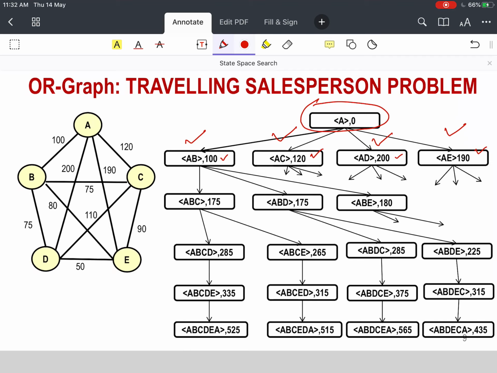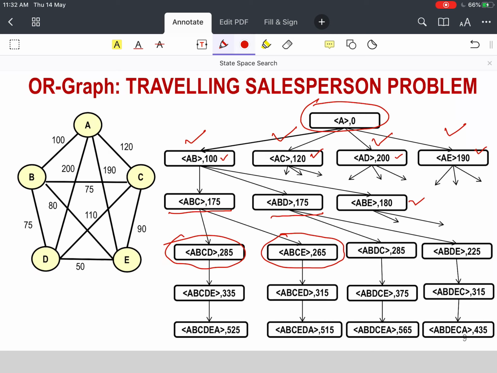And then again from AB, if I've done AB, I can go ABC, which is 175, or I can go ABD, which is also 175, or I can do ABE, which is 180, because of the additional costs. Now from ABC I cannot go to ABCB because I need to visit every city exactly once. So from ABC I have got only two possible successors, ABCD and ABCE.